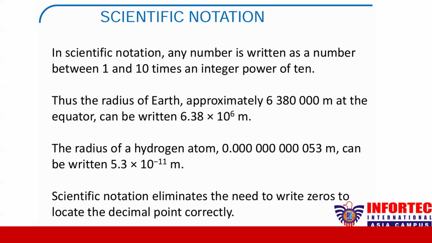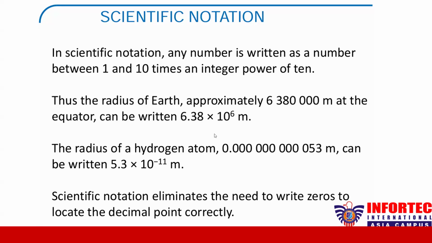What happened to the decimal place? We have to move the decimal place to the right hand side. Then you can see how many places: 1, 2, 3, 5, 6, 7, 8, 9, 10, 11 point something. We can see 5.3, and it can also be written as 5.3 times 10 to the minus 11 meter. The negative power is needed to express this because the decimal place is moved to the right hand side, right?